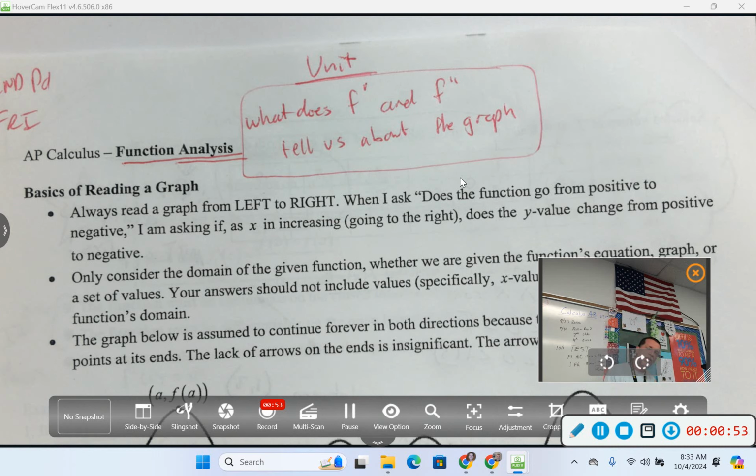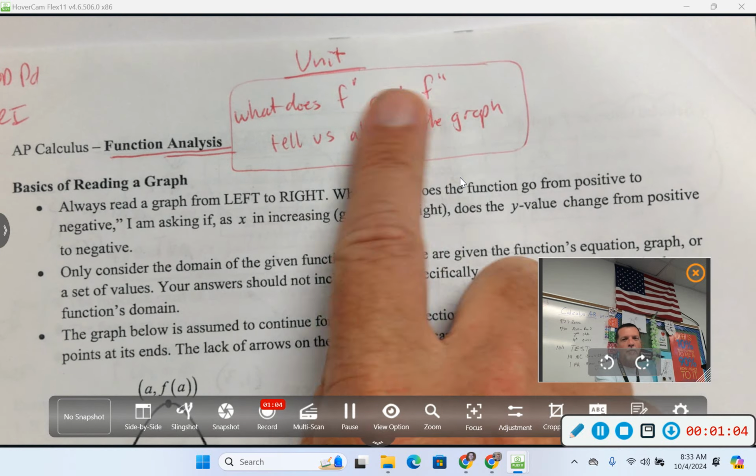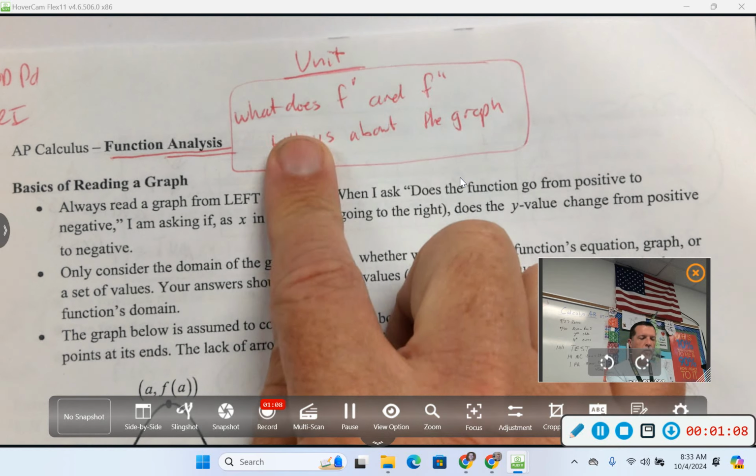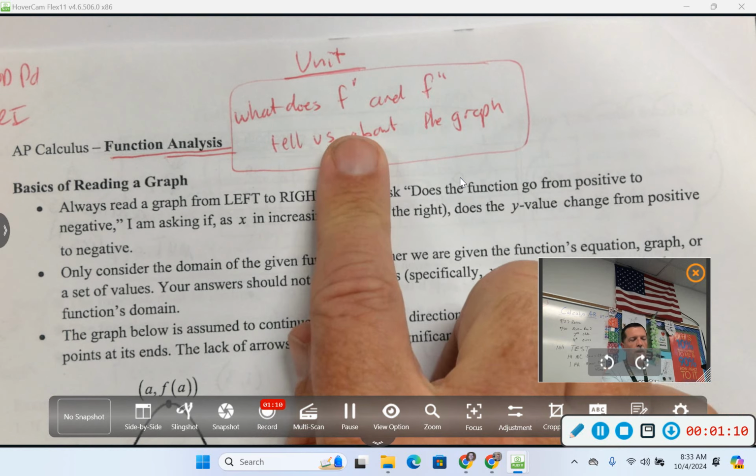So we'll spend a couple days talking about what f prime tells us, because it tells us a couple things. We'll spend a couple days talking about f double prime. What does that tell us? And then we'll review, and then we'll test. So this isn't just the question for today. This is the question for the whole unit. What does f prime and f double prime tell us about the graph?